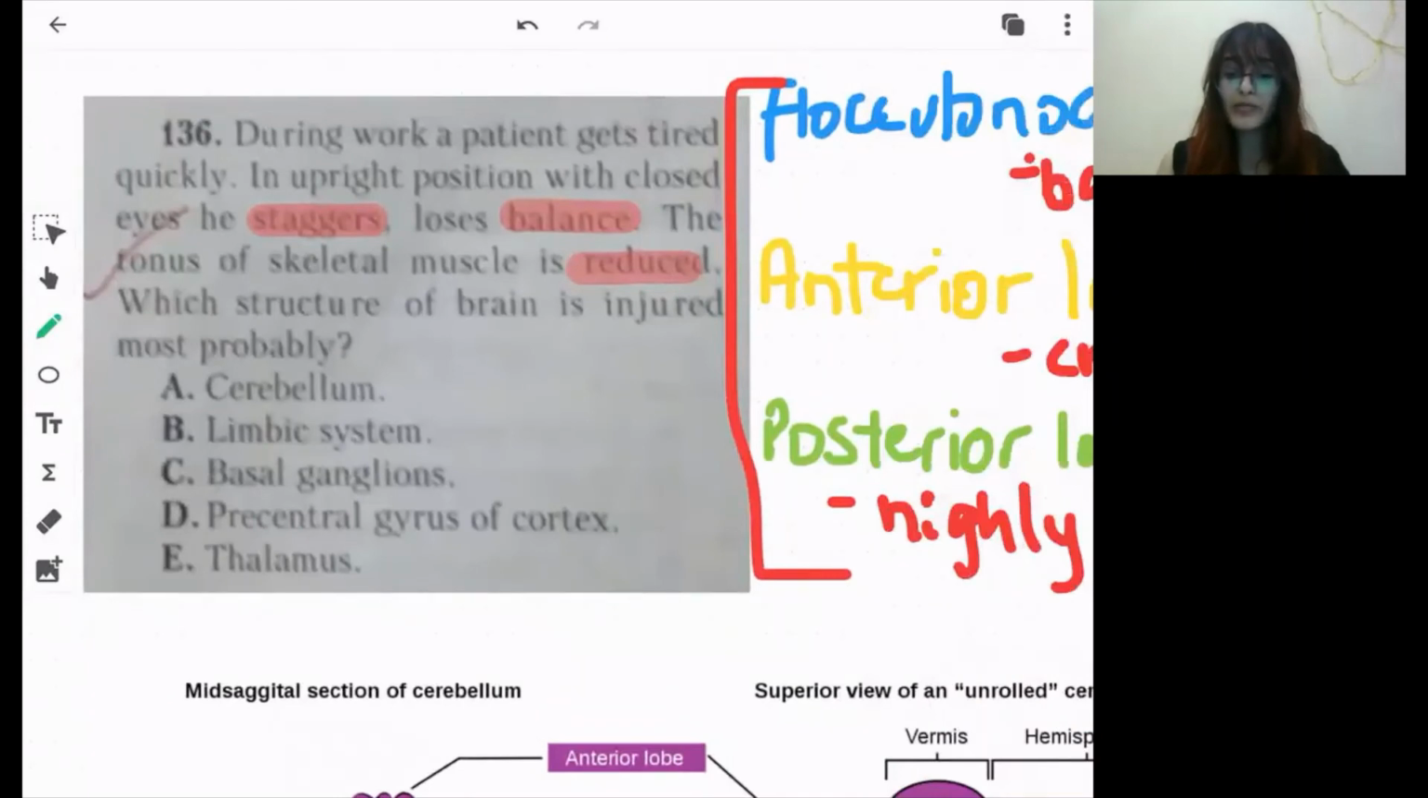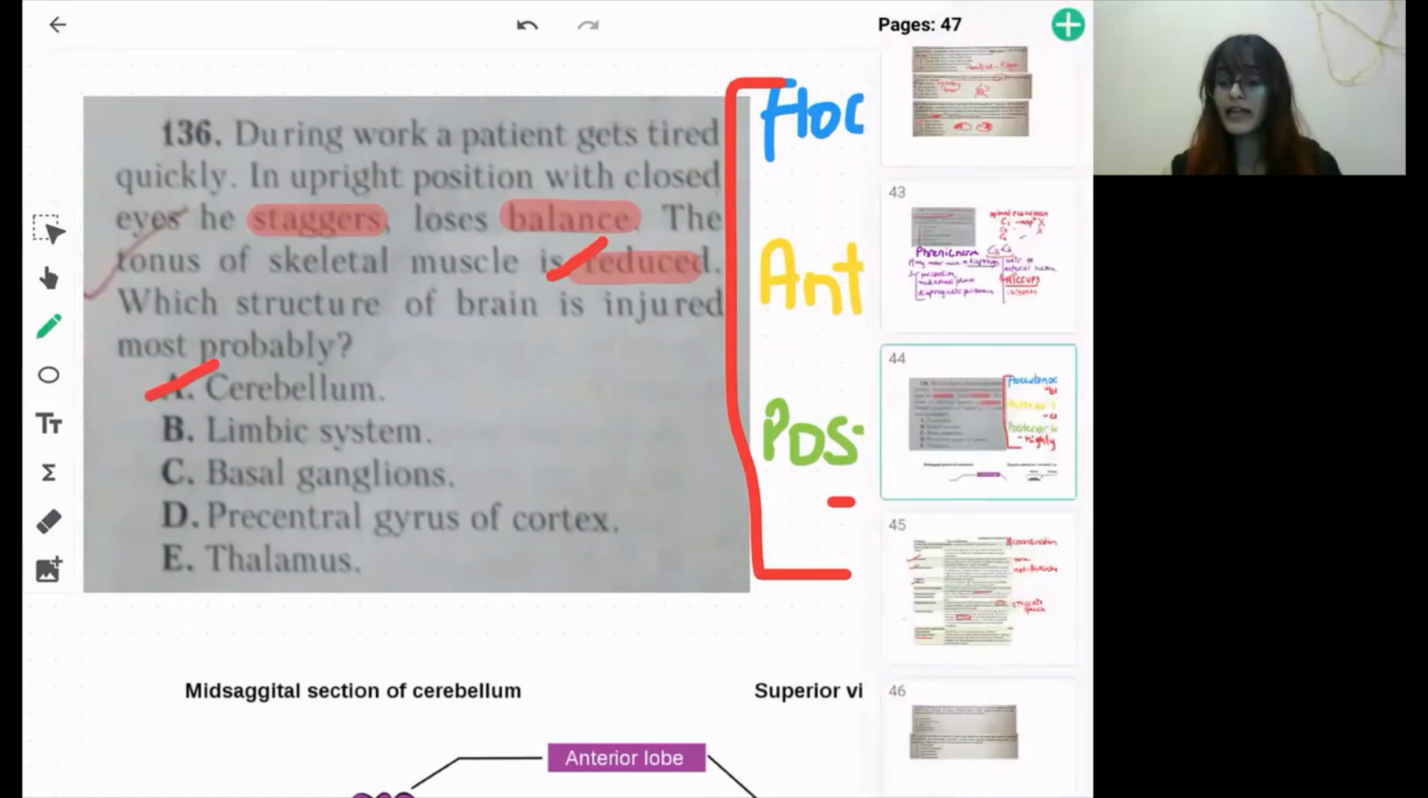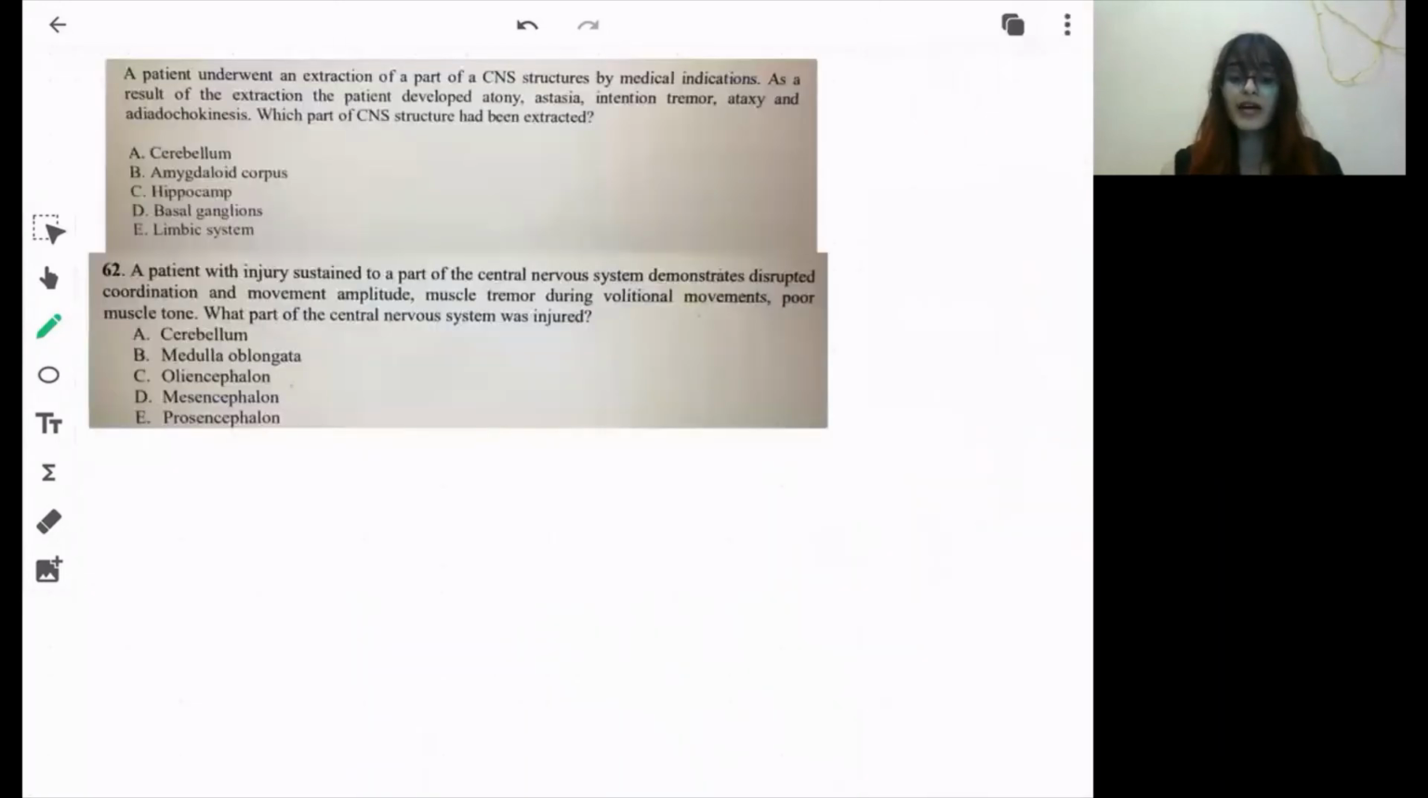So in the upright position with closed eyes, he staggers. That is, he cannot maintain his balance. He does not receive his proprioception. He doesn't know how to coordinate his movements. Also, the muscle tone is reduced. So all these are pointing towards the cerebellum injury. Let us also look at some other questions.